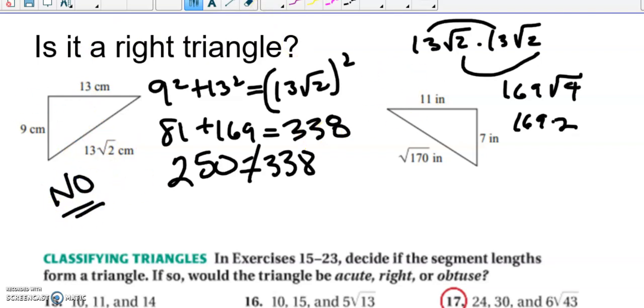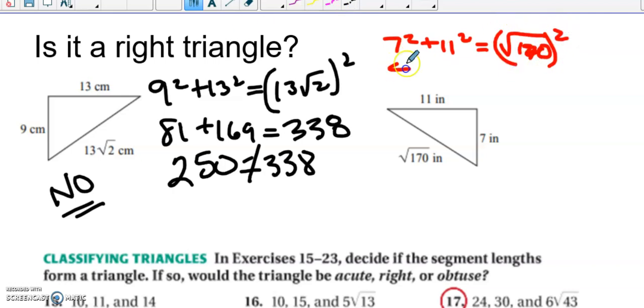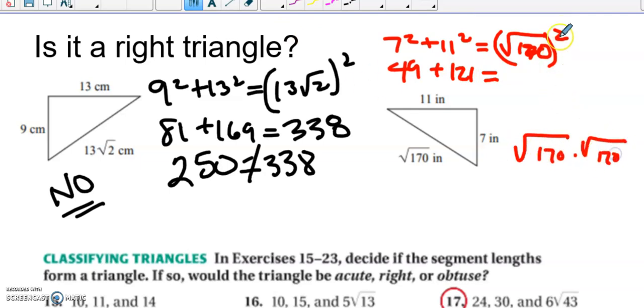Let's try it again. We're going to start with our two smaller sides. We have 7 squared plus 11 squared. Does that equal the square root of 170 quantity squared? And so that's 49 plus 121. Does that equal, if you take the square root of 170 times the square root of 170, that's sort of like adding 2 and subtracting 2, or multiplying by 2 and dividing by 2.